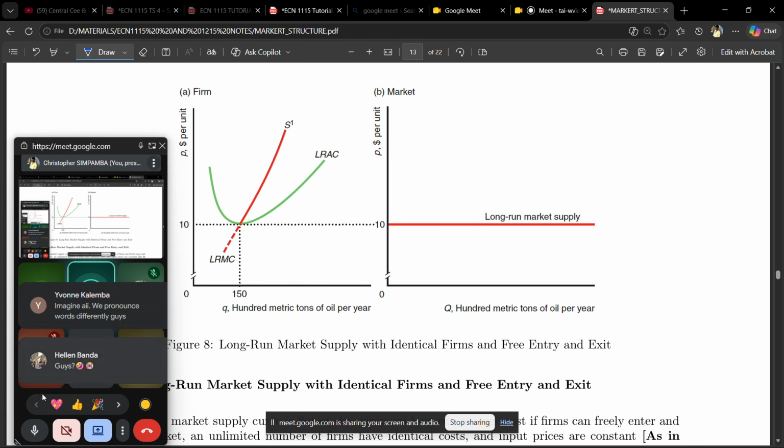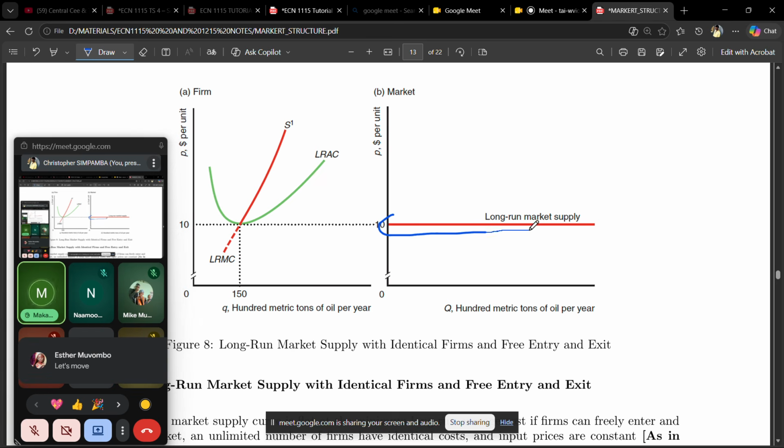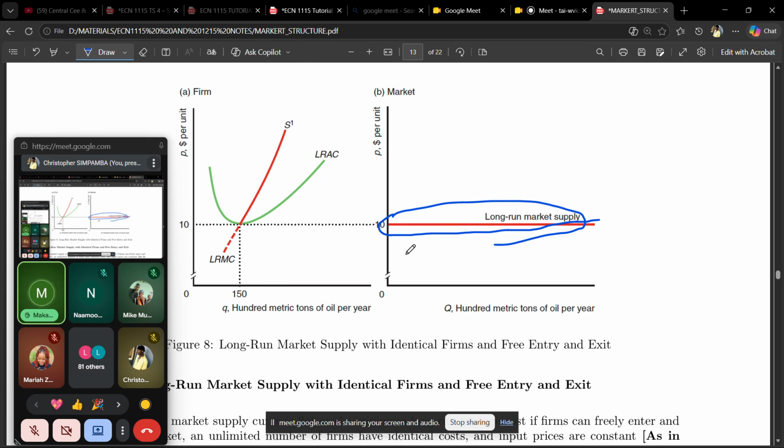Can we move on, guys? The graph with the green thing is the one for the firm. The one to the left of it is the one for the market. It's hard to explain, but yes, this side is the one for the market. So Christopher had confused the two.